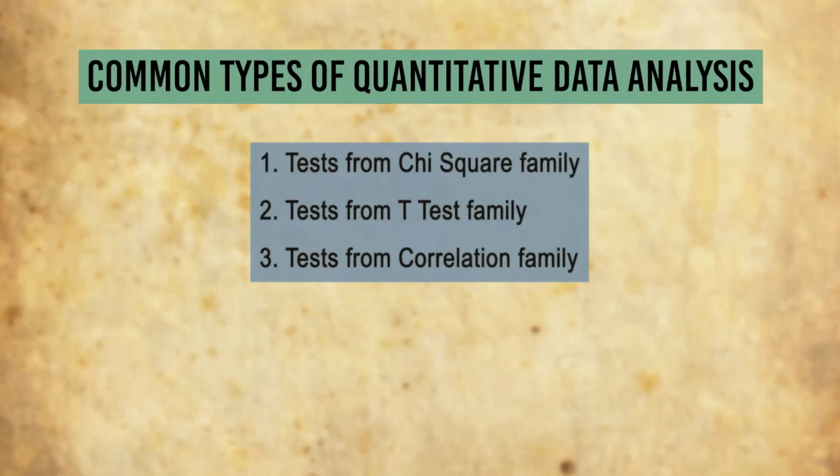So dealing with this number, we have typically three families of quantitative data analysis, and the first one is the test from chi-square family. The second is the test from t-test family, and lastly we have the test from correlation family. Now we will try to look into what type of test we are going to utilize when we are talking about a particular study.